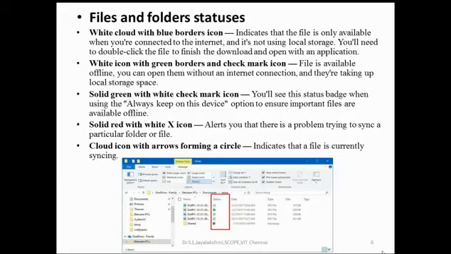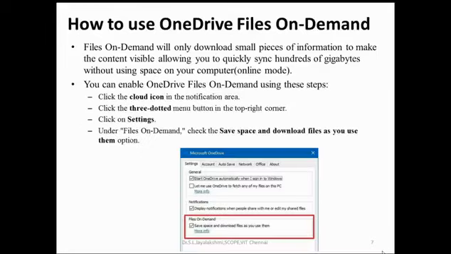A solid green icon with a white check mark means always keep on this device, in the sense that it is going to be available offline. And the next one, solid red with a white X icon, means there is some problem synchronizing a particular folder or file. If it shows arrows in a circle, it indicates the file is currently synchronizing. So after synchronization, we can move to the next feature called files on demand.